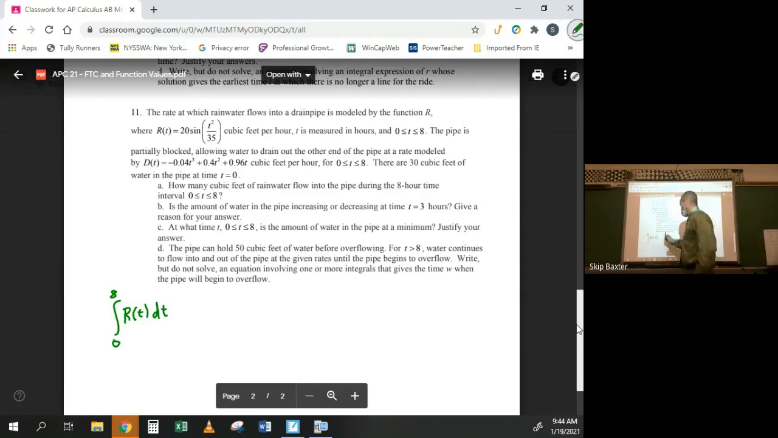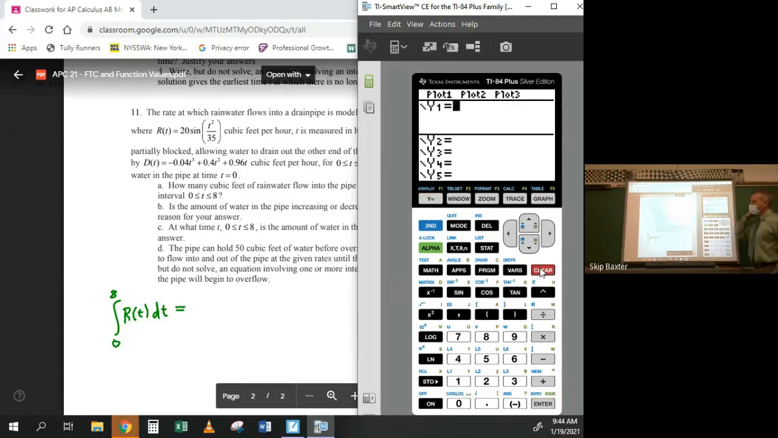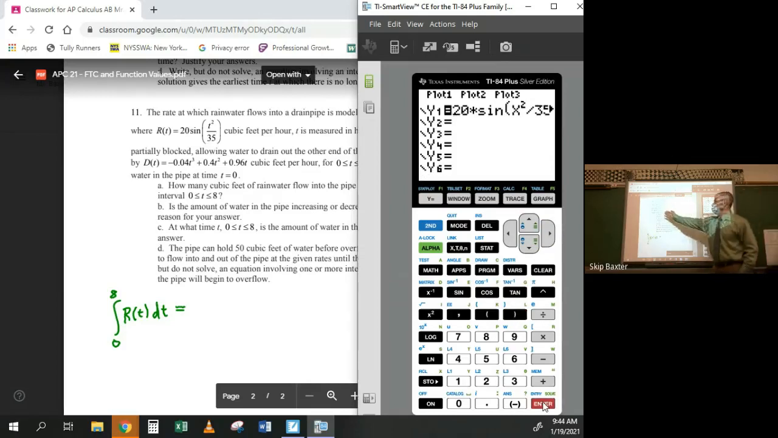So now, this is all the work you have to show, and then just give an answer. You don't have to show anything else if this was a free response question. In a question like this, my strategy is always to enter the functions they give you really carefully one time and then never type them again. You'll save time that way. So this is 20 times the sine of x squared divided by 35. I'm going to enter that into Y1.